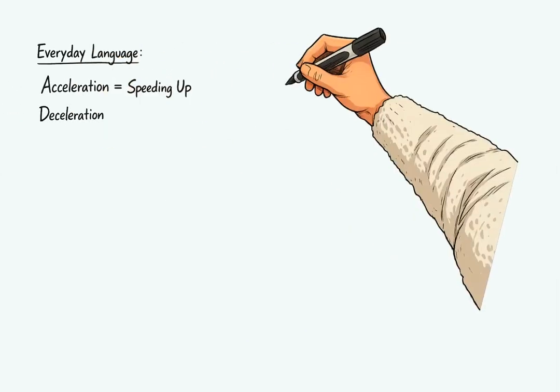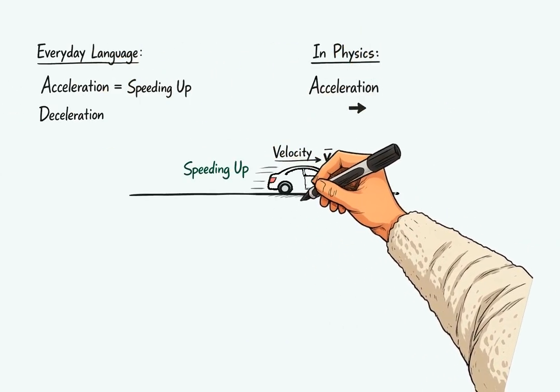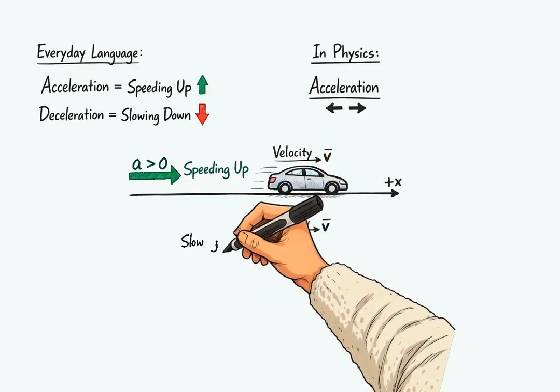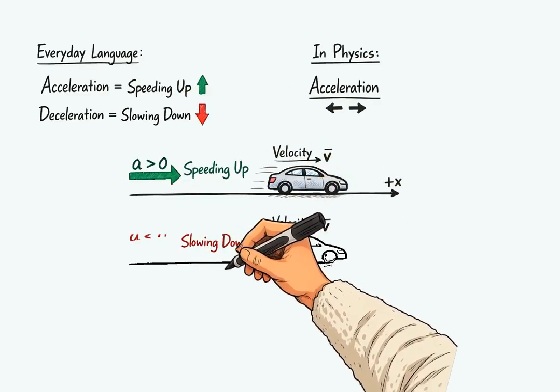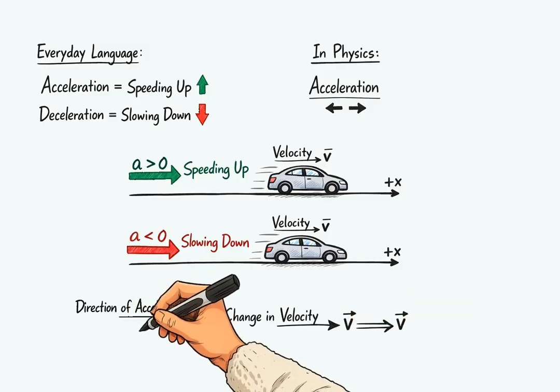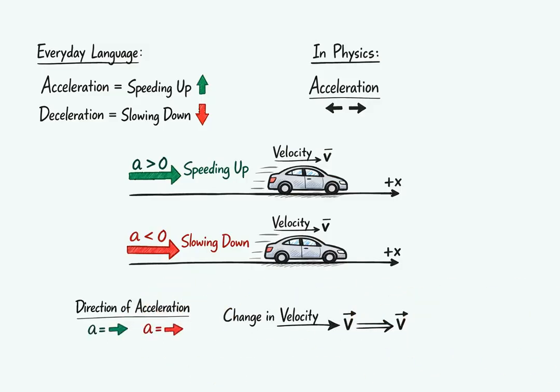The most persistent trouble spot is the sign of acceleration, because everyday language tries to replace the physics definition with a shortcut. People use acceleration to mean speeding up, and deceleration to mean slowing down. In physics, that's unreliable because acceleration is directional. In one dimension, it has a sign that depends on your axis choice, and that sign tells you the direction of the change in velocity, not automatically whether speed increases.